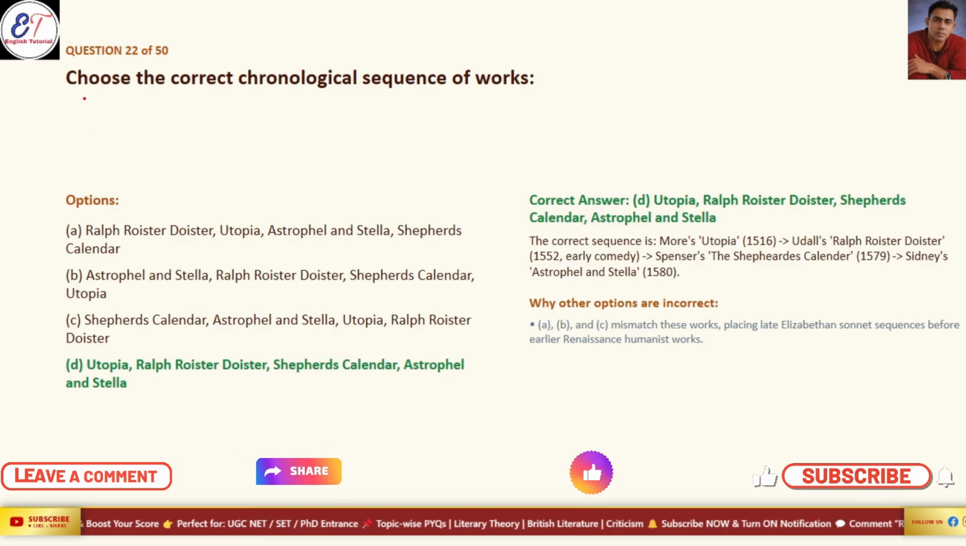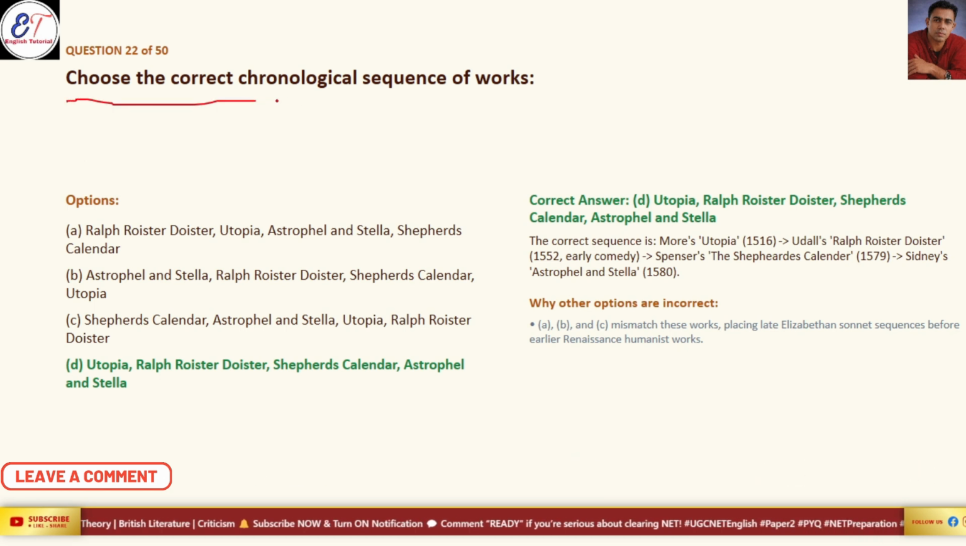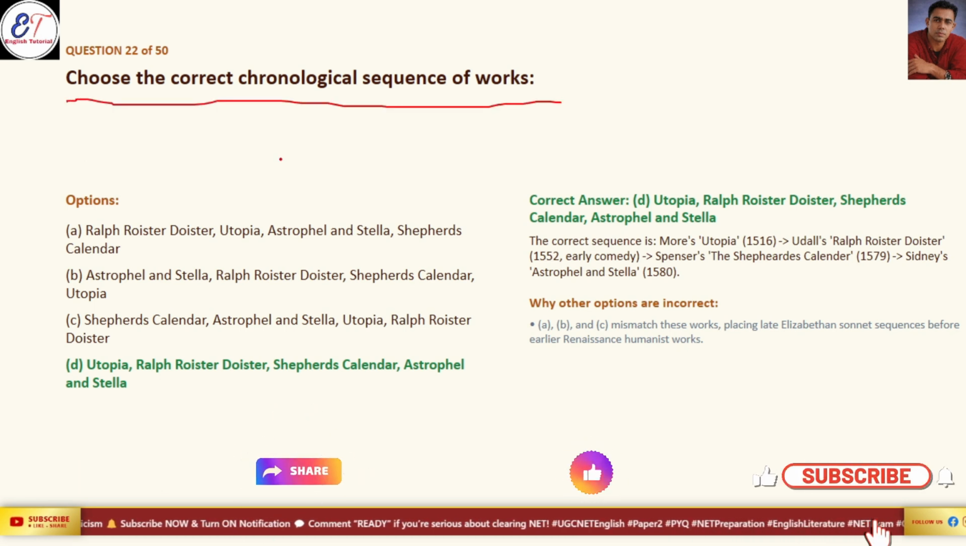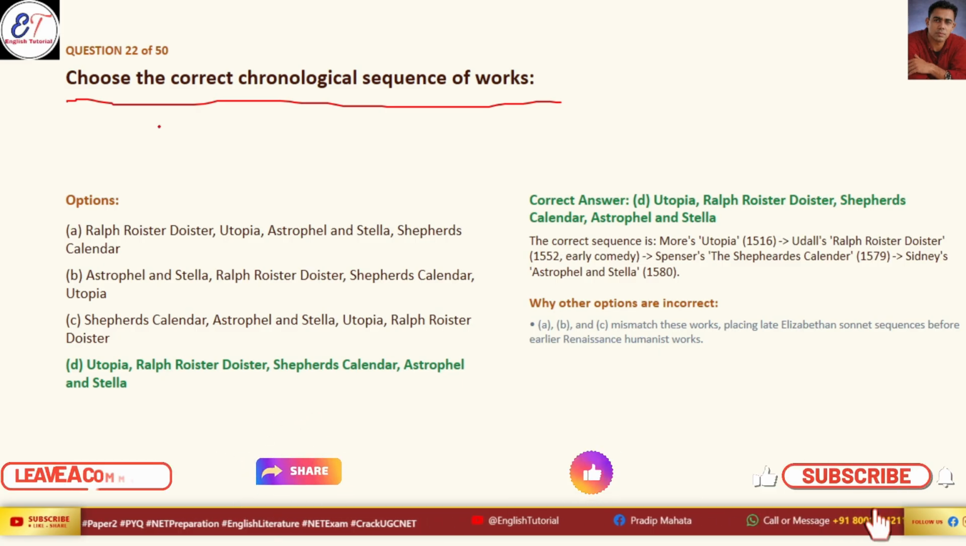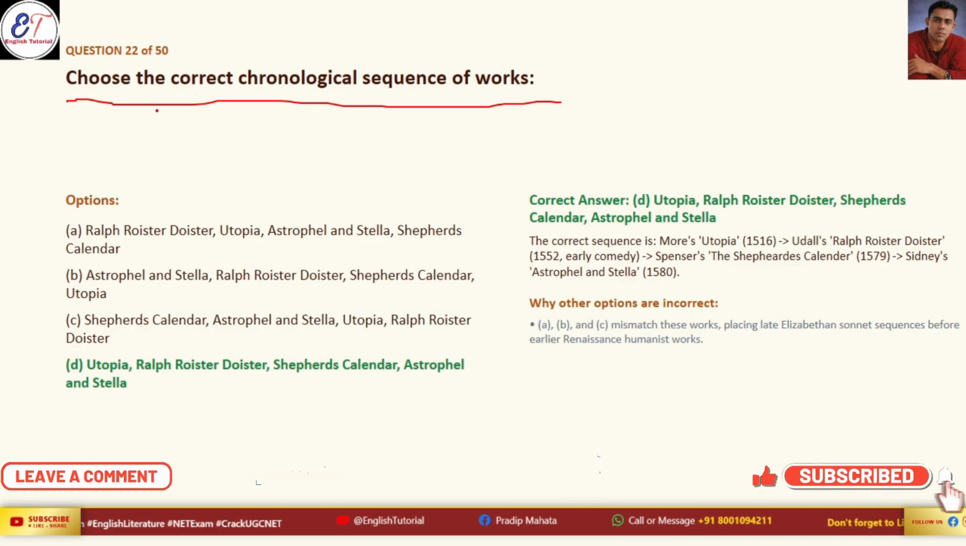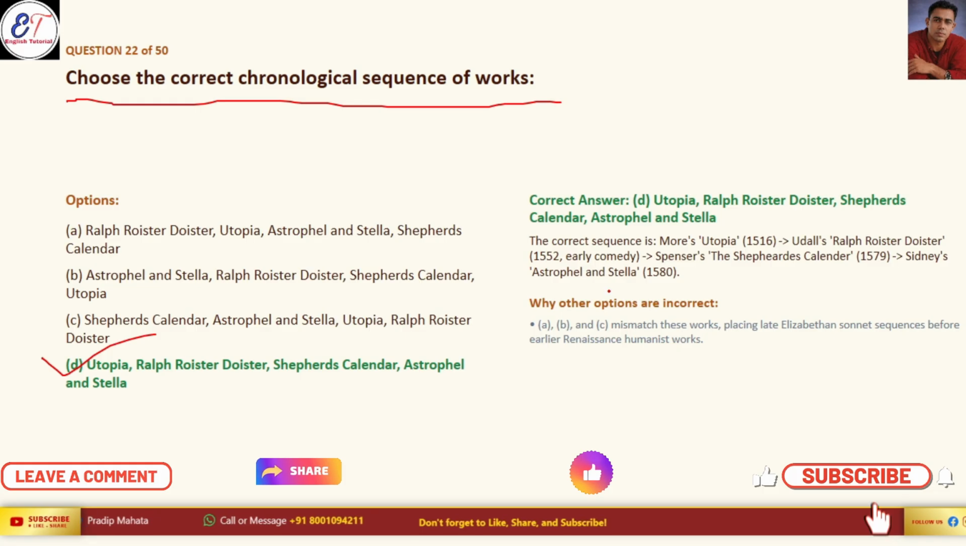Next question: choose the correct chronological sequence of works. Just remember, UGC NET aspirants, we need to remember the publication years of the works. Many questions have been asked of this type. You have to select the correct chronological order. Option D is the correct answer. Let's see how.